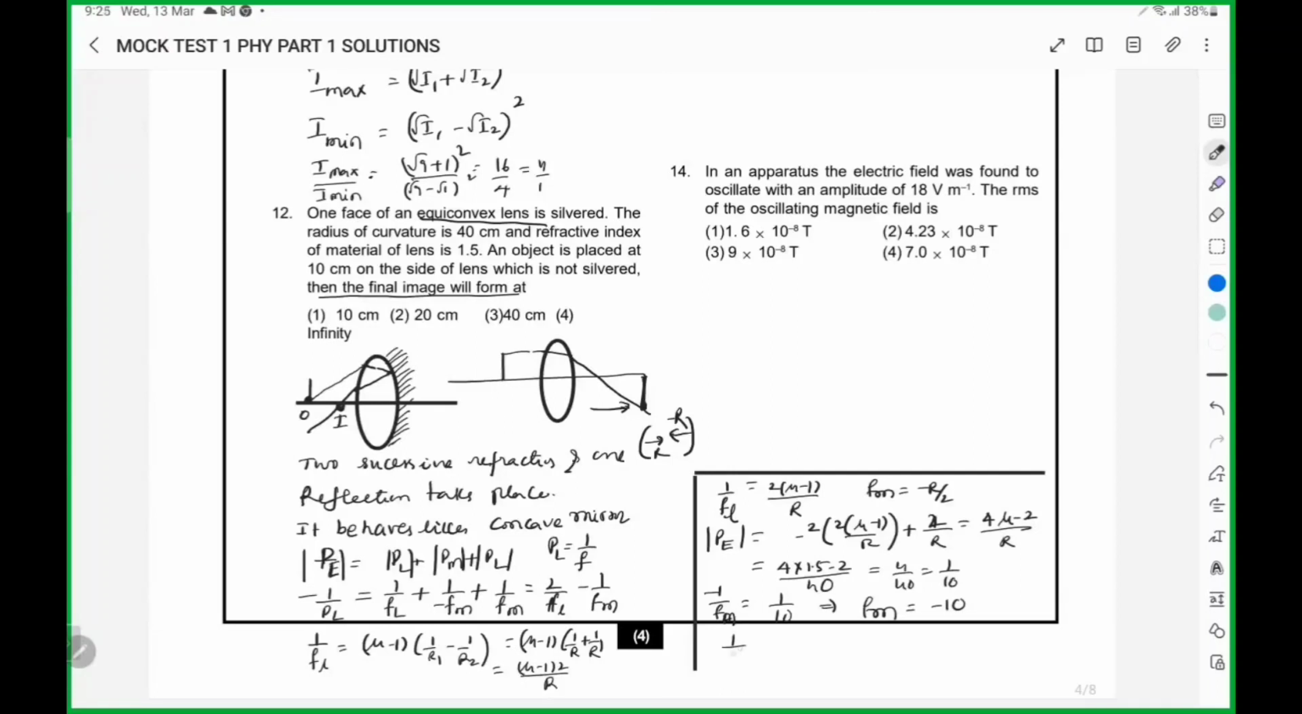So finally, we should not use the lens formula, we should use the mirror formula, because finally after silvering it behaves like a mirror. The object is placed here, so 1 by v is 0. The image is formed at infinity.